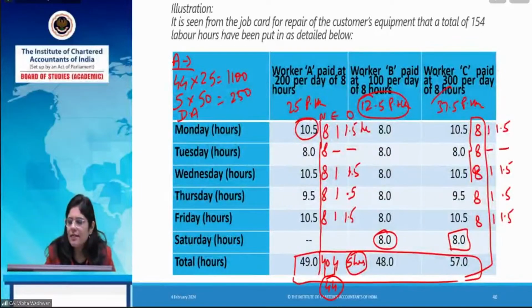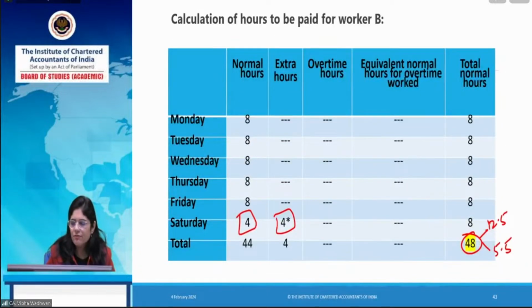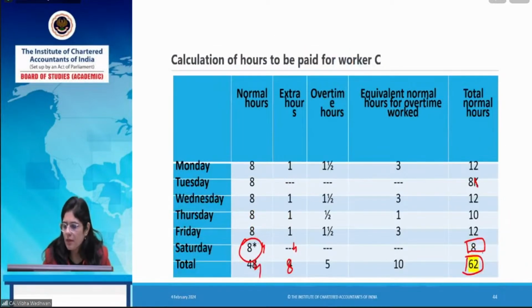Rate for C is 37.5. So just calculate the rate for C. It's 37.5 and it's 5.5. So this is how it is done. It appears to be a very difficult question, but in substance, it's very simple.